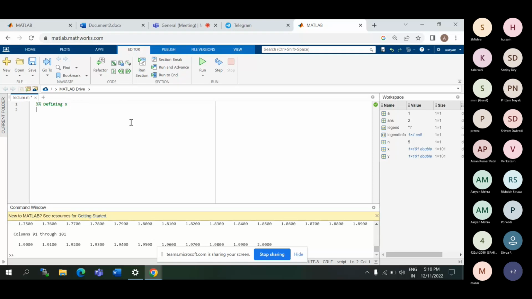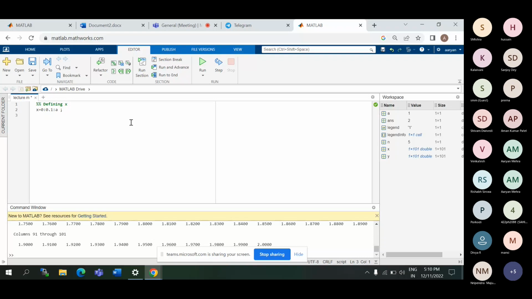So we have two ways to define x. We want to define our x from 0 to a. In the infinite potential well, you all know x goes from 0 to a. So from 0, we want to go in steps of 0.01, or let's say 0.1 only, and we want to go till a. Now in the end we put this sign, semicolon.